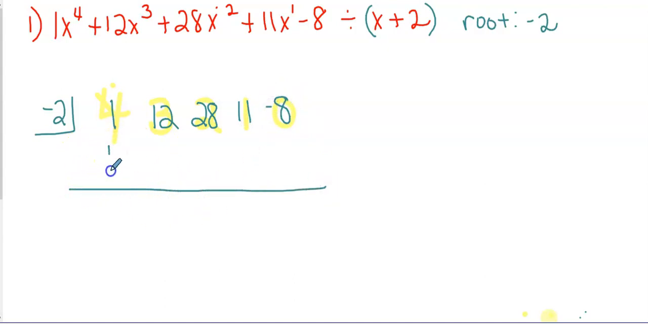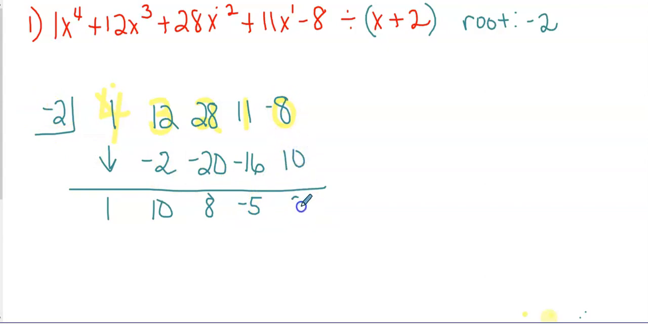Remember, you always bring down your first coefficient, and then you just start multiplying and combining. So I'm going to multiply what's down here. 1 times negative 2 is negative 2. Then combine the 12 and the negative 2, that's 10. Negative 2 times 10 is negative 20. Combine these, and that is an 8. Negative 2 times 8, negative 16. Combine, that's negative 5. Negative 2 times negative 5 is 10. And combine these, and you get 2.